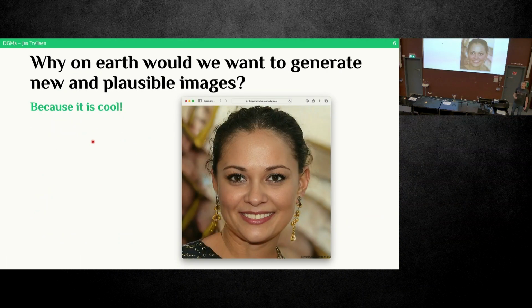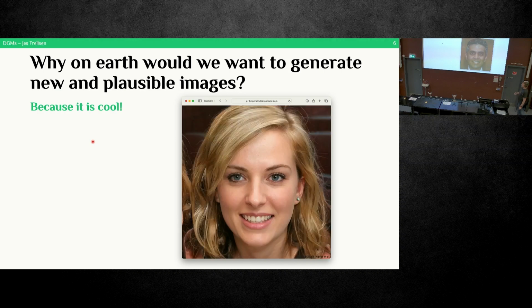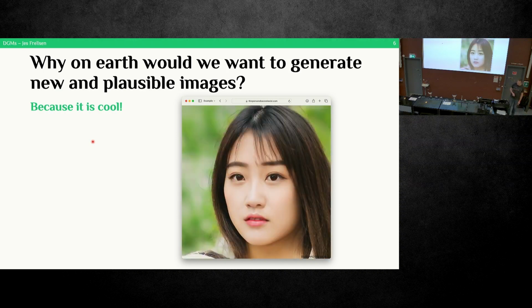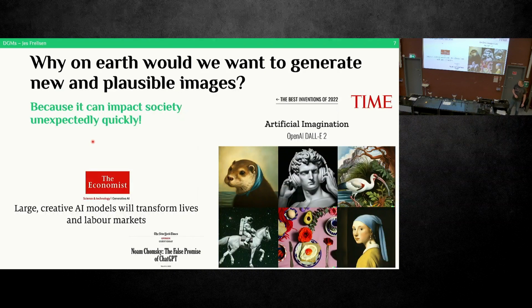And why on earth would we want to do sampling? And particularly, why would we want to generate new plausible images? One explanation is, of course, just that it's cool, right? These are all generated images, and that's pretty cool. You can generate some cool images. But it's also because it can have an unexpectedly big impact on society, as we have already seen. Large language models have had a significant impact on society, and the same with deep generative models like DALL-E, Midjourney, or Stable Diffusion.